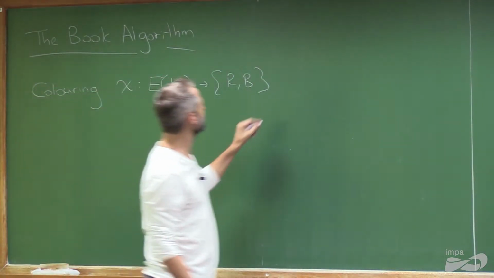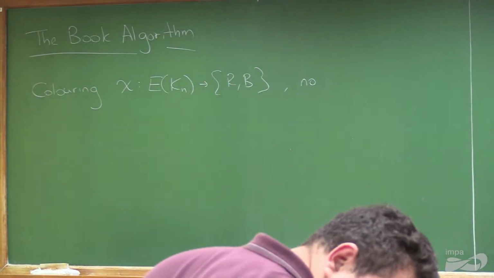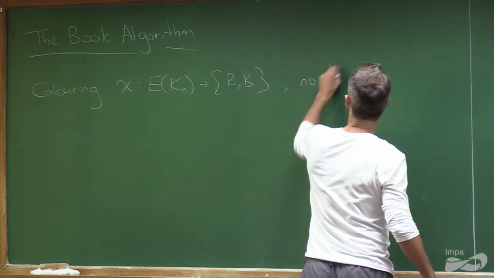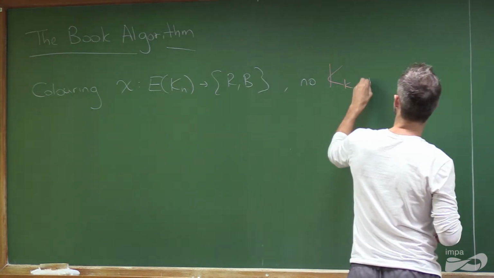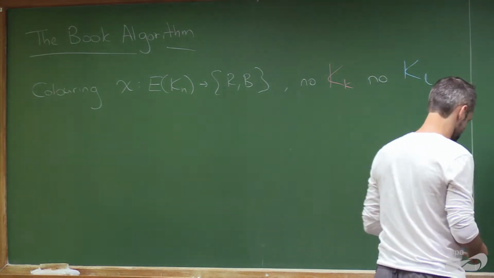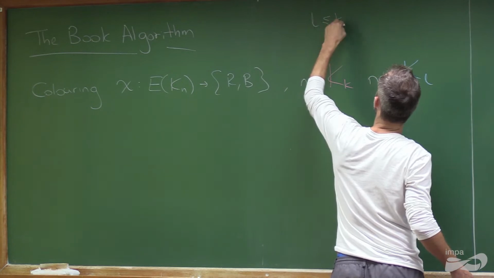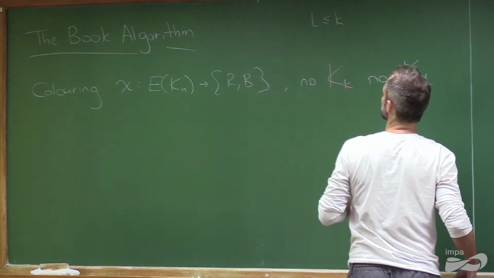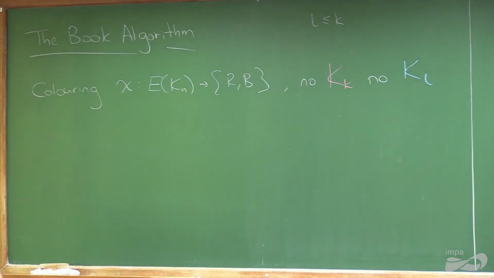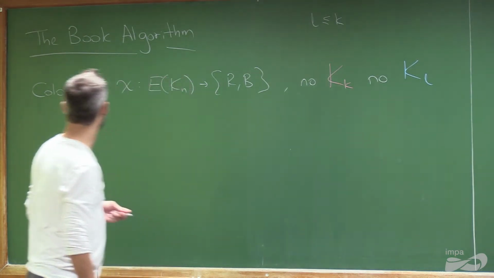And let's assume that there is no red K_k and no blue K_l. Okay, and for us, l is at most k, and you can think of l as being k over 100 or something. Okay. What else do we have?